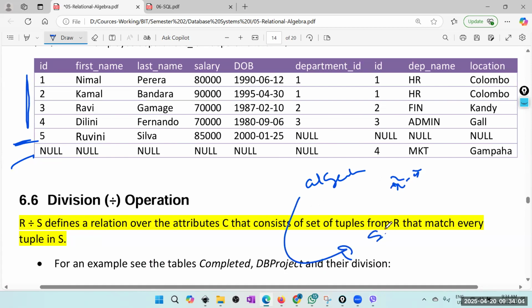Algebra of sets. Right. A intersection B is the same as B intersection A. And the De Morgan rule.